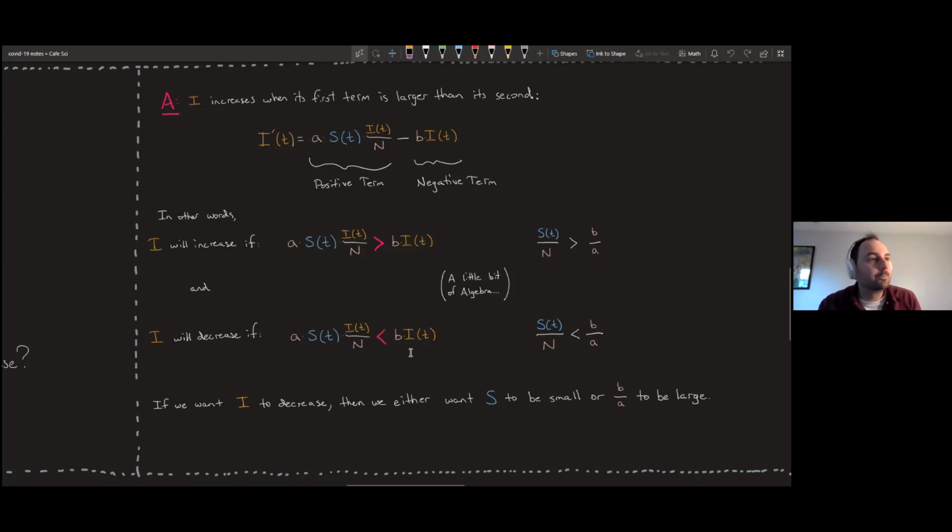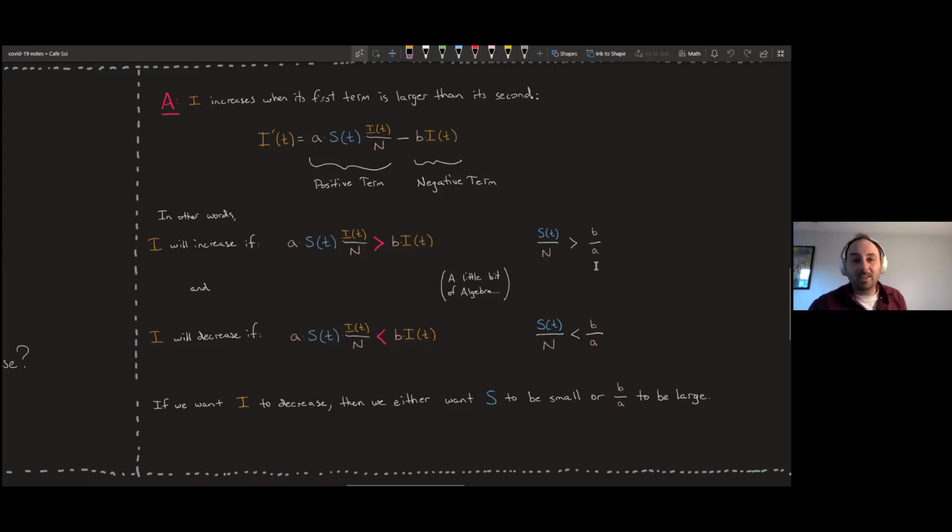So you may remember algebra however long ago. We have the same thing on both sides of the equation, so we can cancel it, get rid of those I's. I'm also going to divide by A. So I have S of t over N on this side. On this side, I have B over A. And so we see that the number of infections will increase if the number of susceptibles, or actually the proportion of the population who's susceptible, is larger than this ratio, B over A.